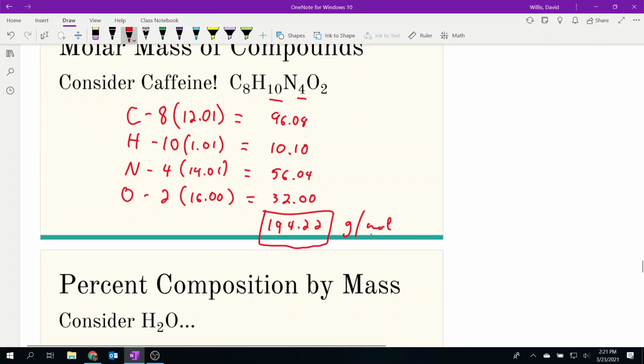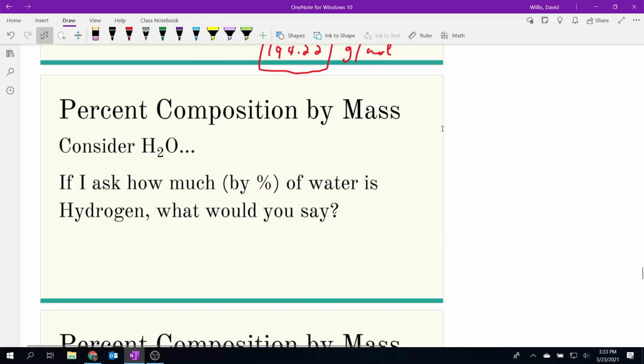Percent composition by mass. All right. I'm going to stop our class right there. I will continue in just a second with the rest of the discussion. At this point, I want to finish out our discussion today by talking about percent composition by mass, and that's going to be key. So let's think about water for a second, H2O.